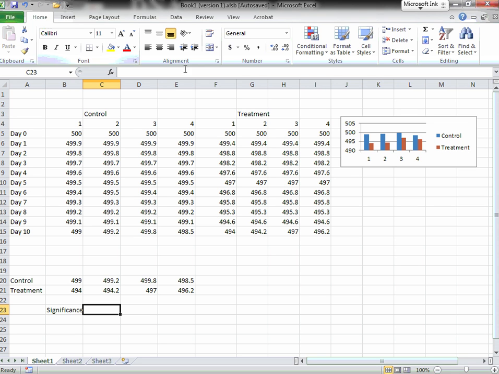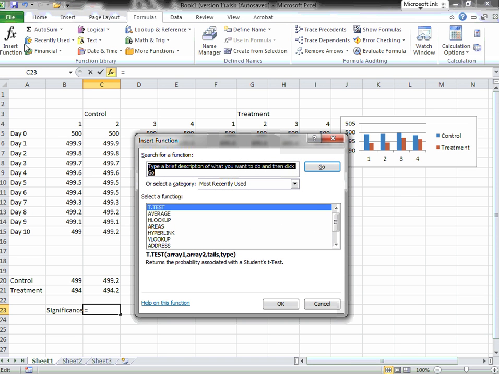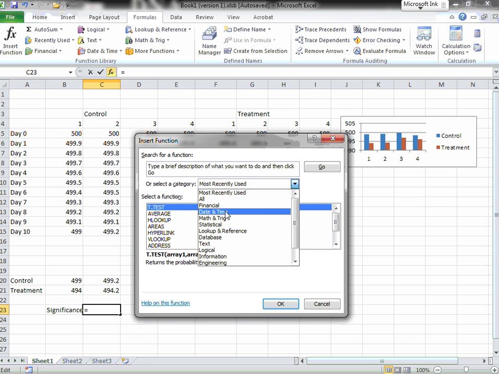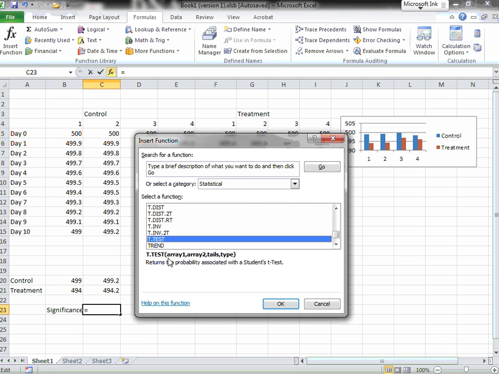There is another way you can enter a formula. You can go up here to Formulas, and you can go to Insert Function. And I've used t-test recently, so it's right here under Recently Used Functions. For most people, you have to go here, go to the pull down, go to Statistical, and you will find under the Statistical Analysis Tools, if you go way, way down, there's the t-test. And it describes it for us. It says here there's t-test array 1, array 2, tails, and type. And we'll get to what those mean in a minute.